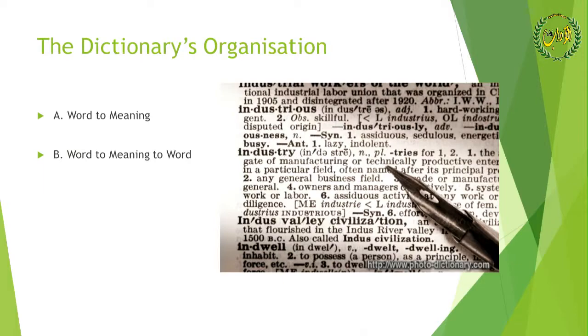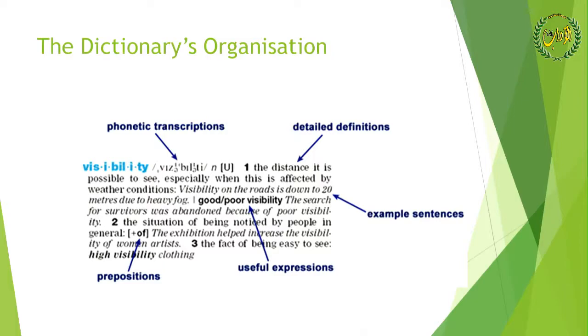So the head word is followed by the information that defines or explains the head word, and then we have a part in the dictionary entry in which the head word has other words related to it that could be derivations, synonyms, antonyms, or others. Just like what we have here. This is word to meaning to word, as you can see.